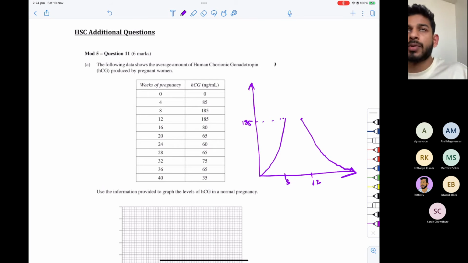So I'll ask you again, if you had to predict the week number, in which week would you say beta HCG should be at its highest? Week 8, week 12, week 13, what's your answer?